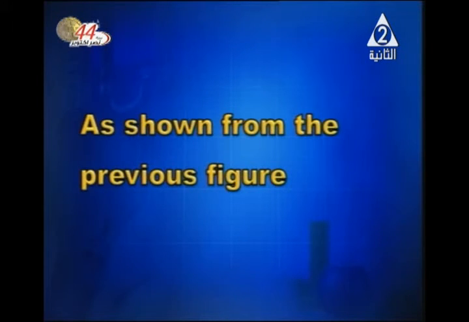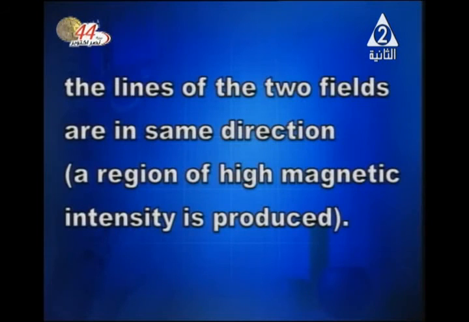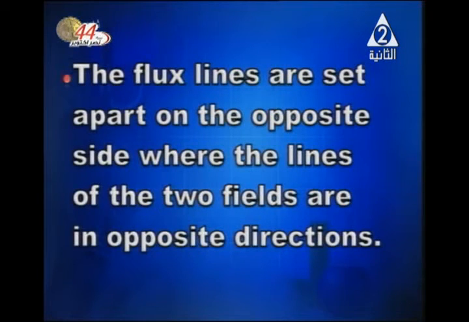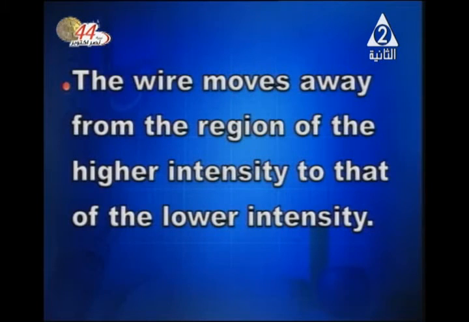As shown from the previous figure, when the two fields combine, the magnetic flux lines get closer on one side of the wire, where the lines of the two fields are in the same direction. We call this region a region of high magnetic density or intensity. The flux lines are set apart on the opposite side where the lines of the two fields are in opposite directions. And of course, this is a region of low magnetic intensity. The wire moves away from the region of higher intensity to that of the lower intensity.